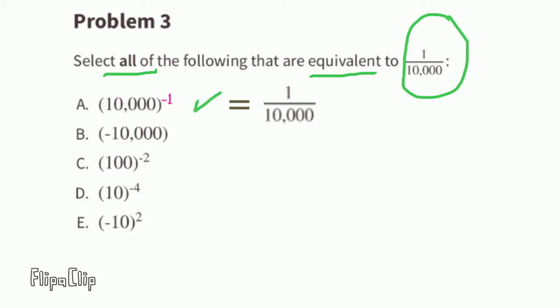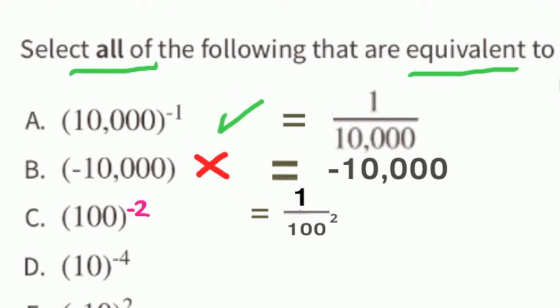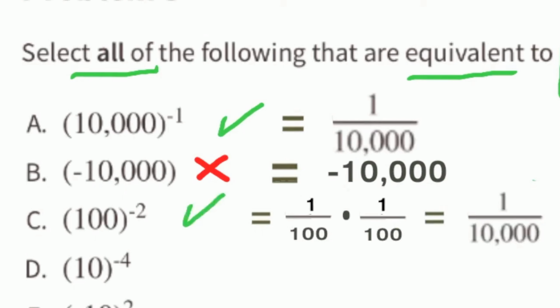Let's look at B, negative 10,000. No, because negative 10,000 has the value of negative 10,000, which is different than 1 over 10,000. C, inside the parentheses, we have 100, and outside the parentheses, we have the power of negative 2. And that's equivalent to 1 over 100 to the power of positive 2, which is the same as 1 over 100 times 100. And since 100 times 100 is 10,000, then I would select C.